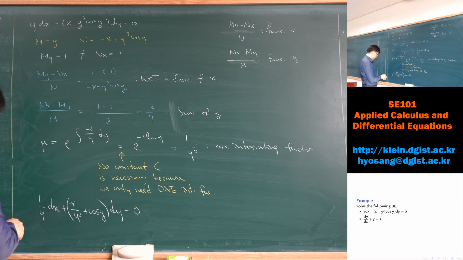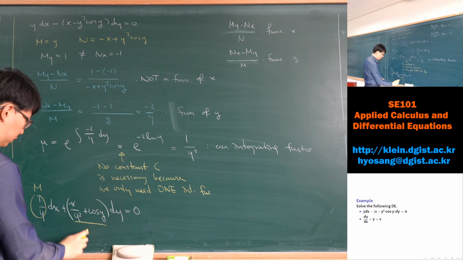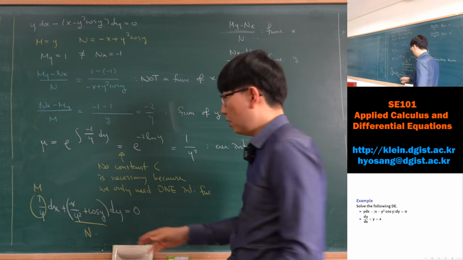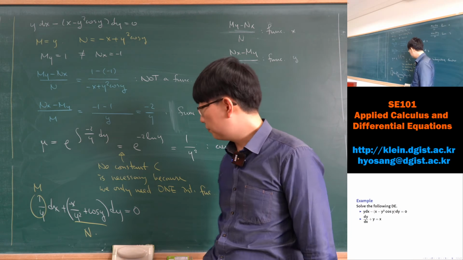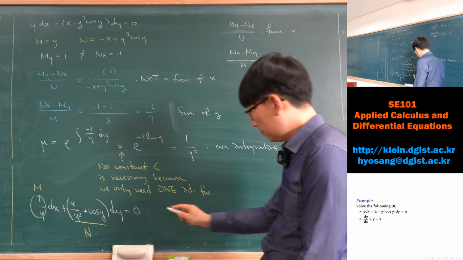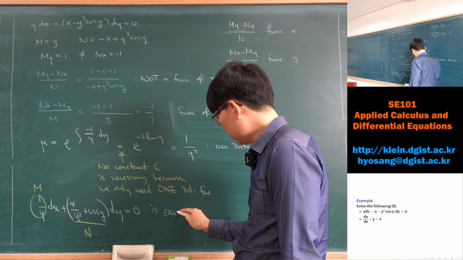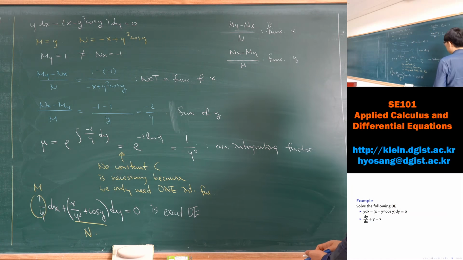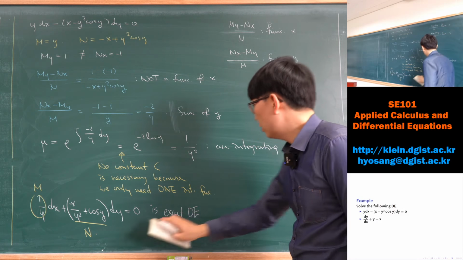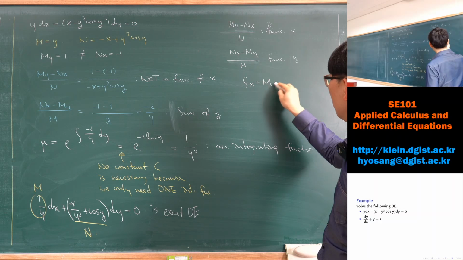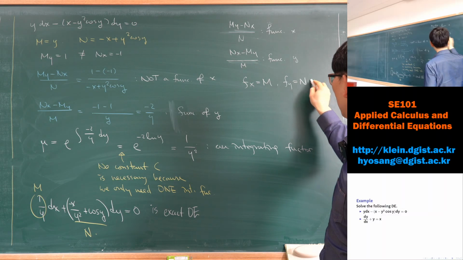So let's make this as M and this factor as N. And you can easily check that M_y is now equal to N_x. And let's try to solve this exact differential equation by finding a two-variable function f satisfying the condition that f_x equals M and f_y equals N.